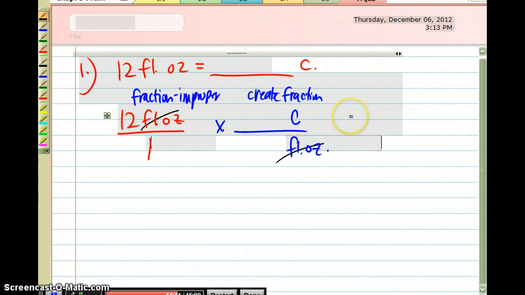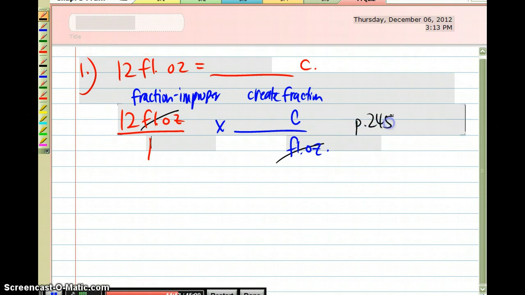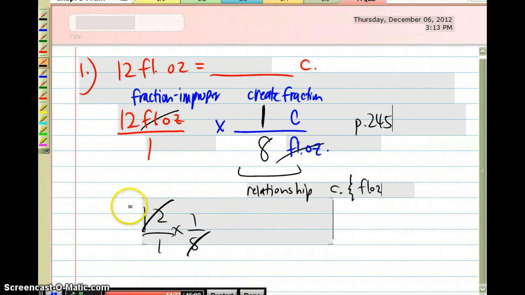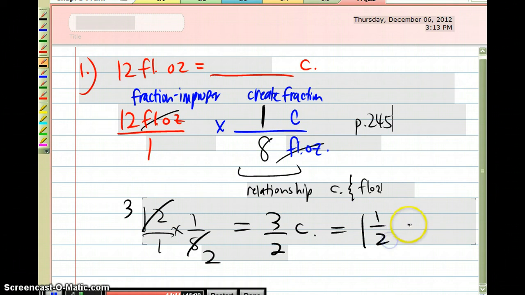The measurements will be given to you on the test, but from page 245 is where you can find the conversion chart. 8 fluid ounces is equal to 1 cup, so that's the relationship that cups and fluid ounces share. Okay, then I just multiply 12 over 1 times 1 over 8. I can cancel the 12 and the 8, giving me 3 and 2, so I get 3 over 2 cups, which is really the same as 1.5 cups.